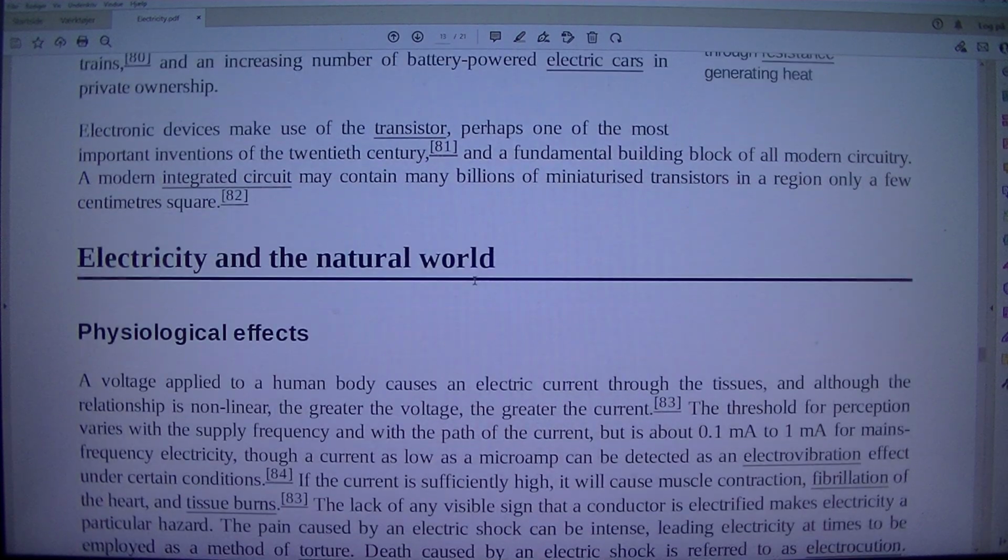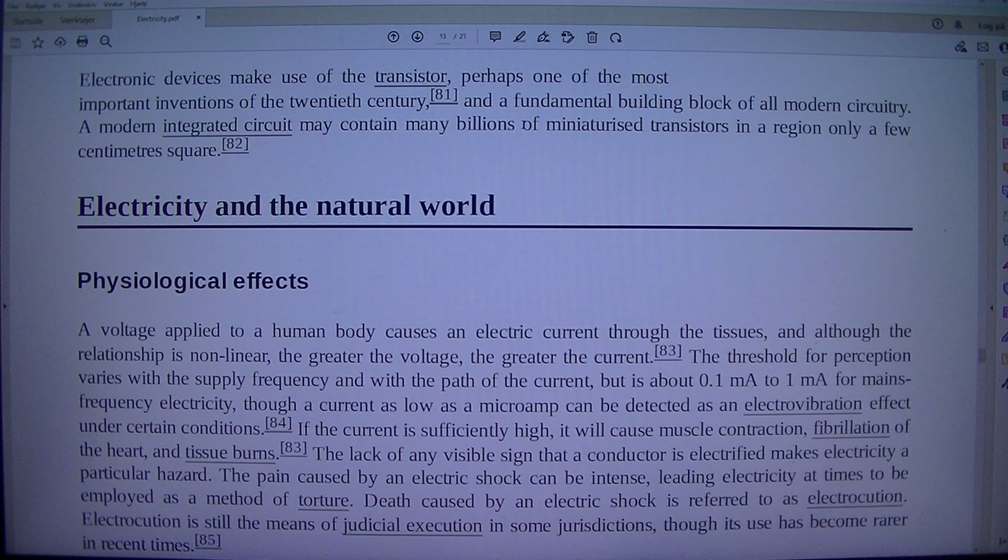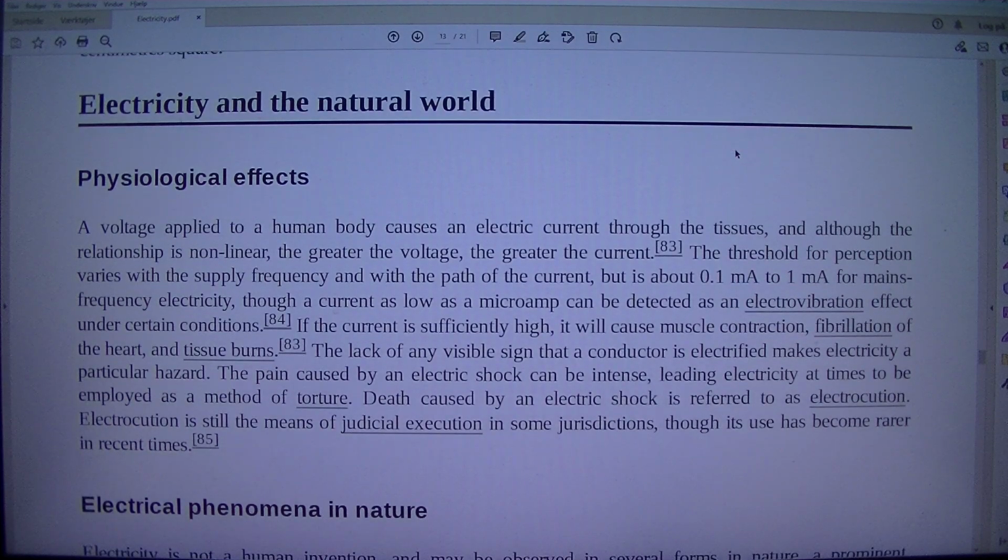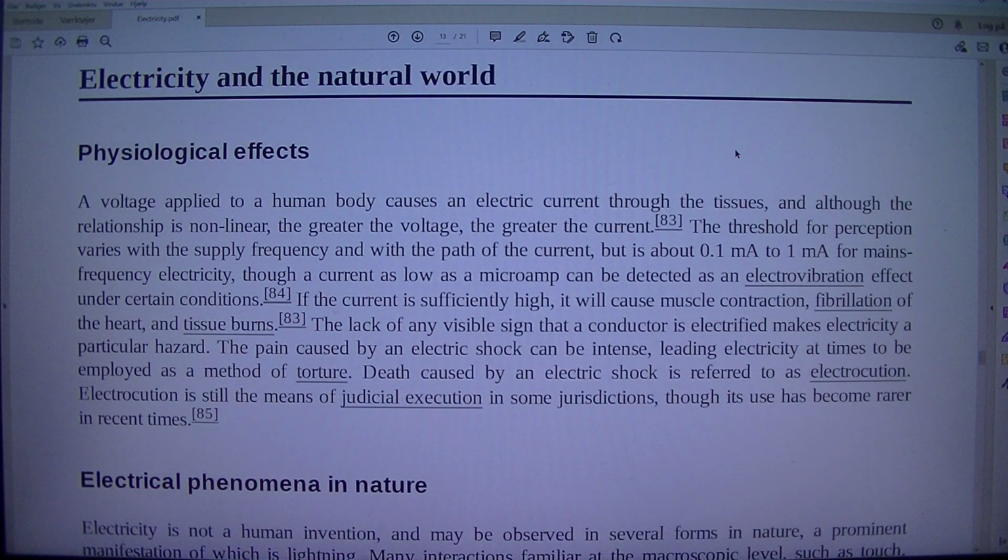Electronic devices make use of the transistor, perhaps one of the most important inventions of the 20th century, and a fundamental building block of all modern circuitry. A modern integrated circuit may contain many billions of miniaturized transistors in a region only a few centimeters square. Electricity and the natural world.